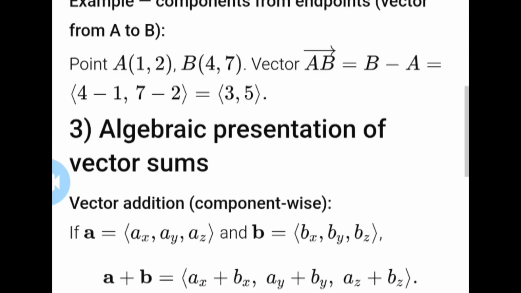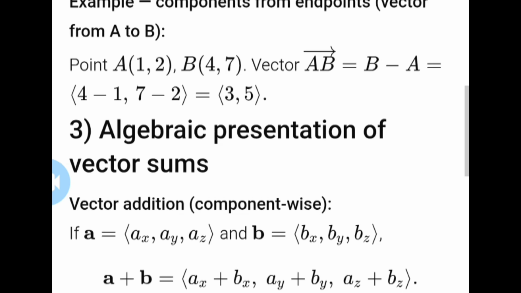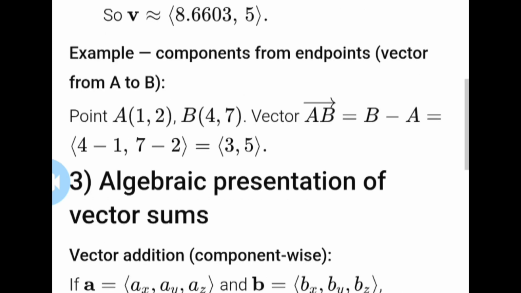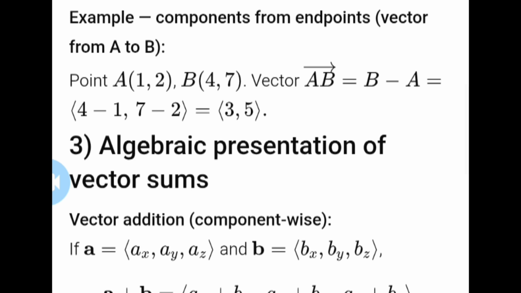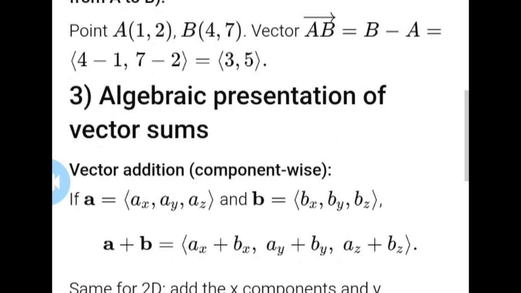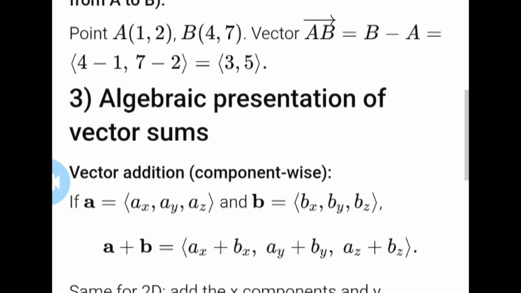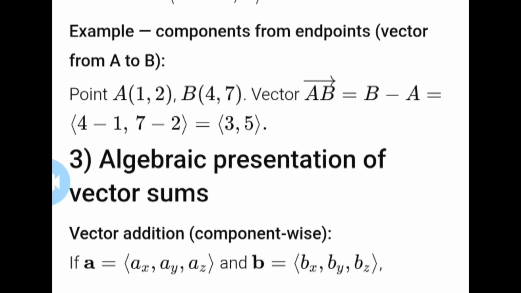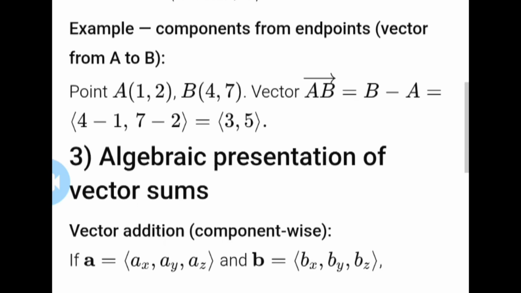Anyway, moving forward. Example, components from endpoints. Vector from A to B. Point A is 1, 2 and B is 4, 7. Vector AB equals B minus A, which is 4 minus 1 comma 7 minus 2. So what you're doing is you're subtracting the respective values of x and y in each specific box, and you're computing the difference between B and A.